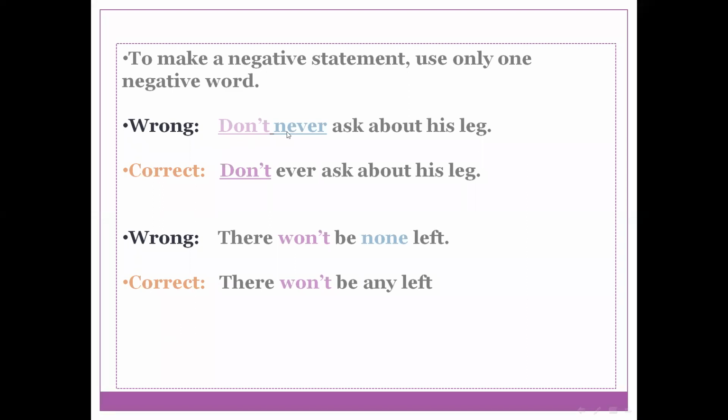Let's start with the wrong sentence. Don't never ask about his leg. This is wrong. Let's see the correct one. Don't ever ask about his leg.